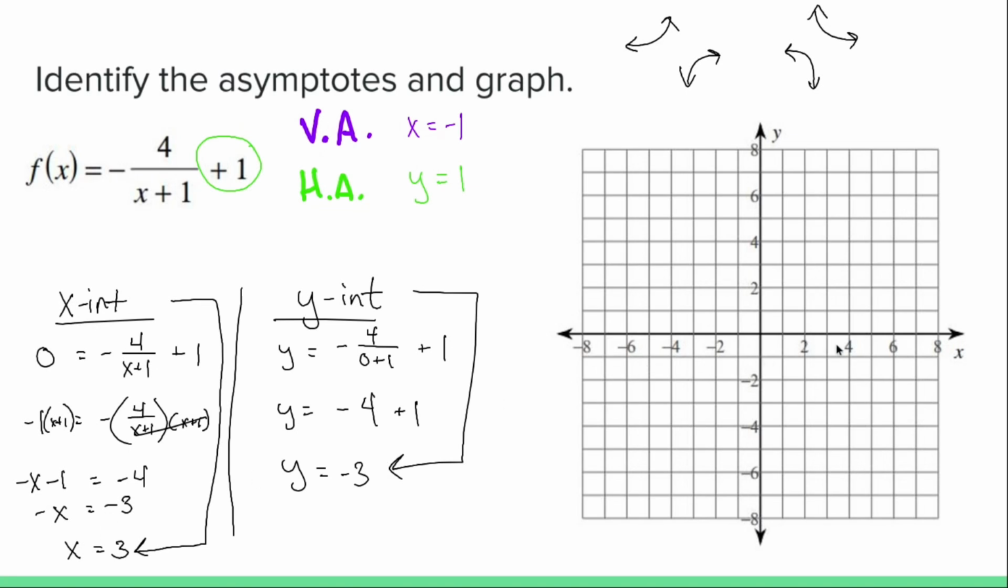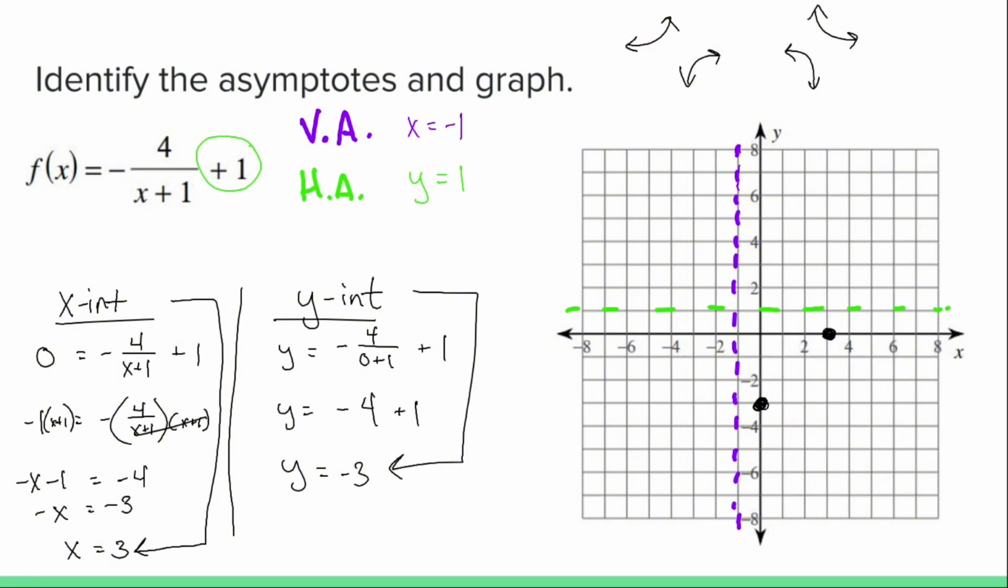I have x equals 3, so I plot that point. And I have y equals -3, so I plot that point. Also, I have a vertical asymptote living at x equals -1. Okay, let me use a little nicer line. There we go. So, nice vertical line going through -1. I have a horizontal asymptote at y equals +1. So you go through here.